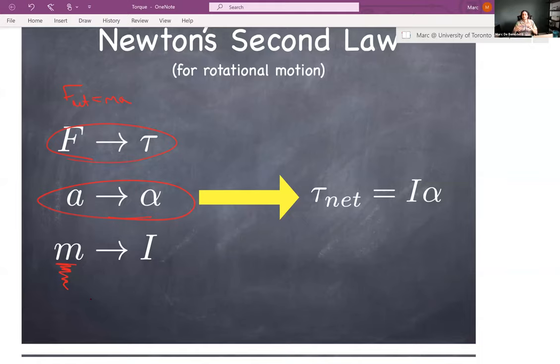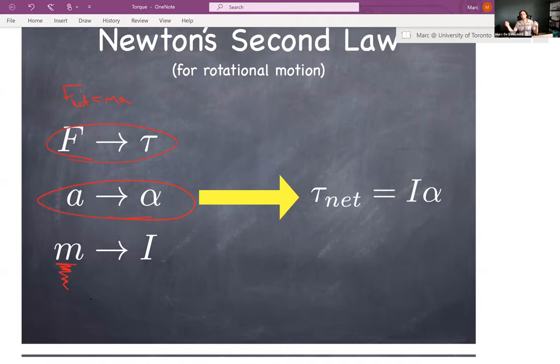Does that quantity in kilograms also reflect an object's ability to resist changes in rotation? The answer is no. You can have a very heavy object that's hard to push forward, but easy to get rotating. You can have a very light object that's easy to push forward, but hard to get rotating.